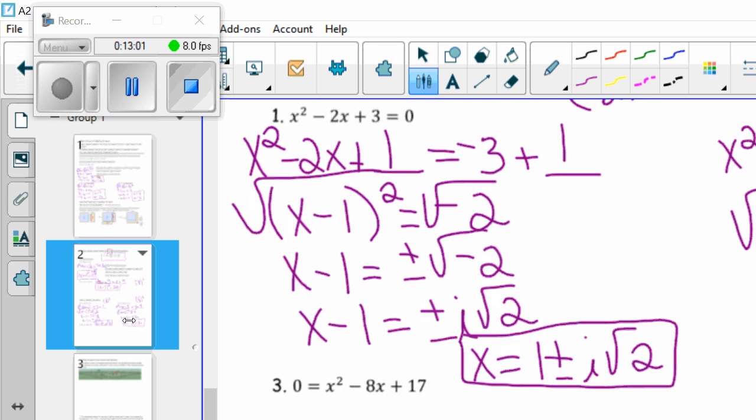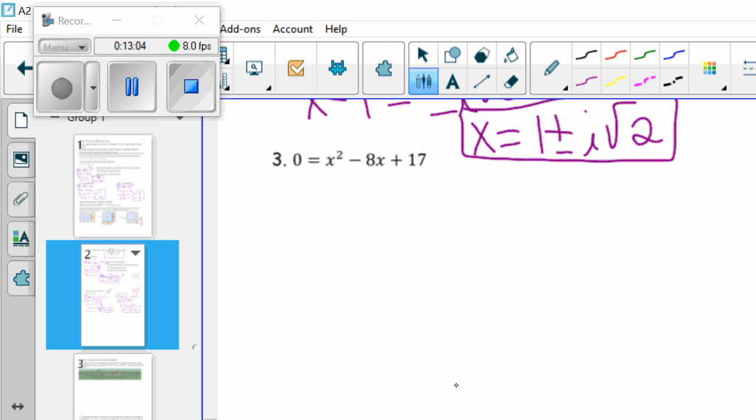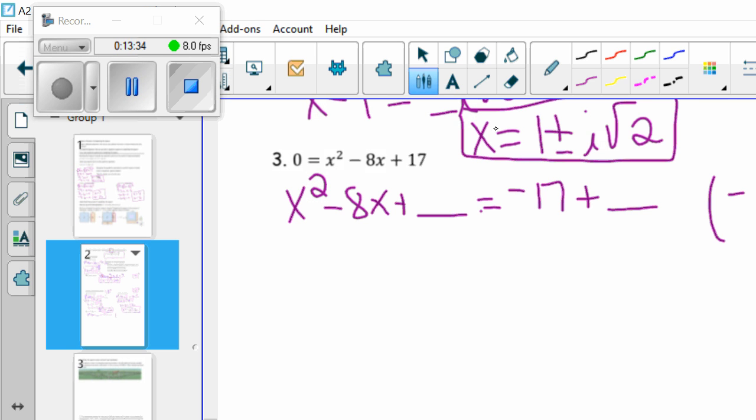All right, number 3, 0 equals x squared minus 8x plus 17. What can I multiply together to get 17, but add to get negative 8? Nothing, because my only factors of 17 are 1 and 17. So we need to make it a perfect square trinomial. So again, I'm going to have x squared minus 8x plus some number equals negative 17 plus that same number. Now I have to find that constant that's going to make it a perfect square. I do that by taking my b, negative 8, dividing it by 2, squaring it. Negative 8 divided by 2 is negative 4. Negative 4 squared, positive 16. So add 16 to both sides.